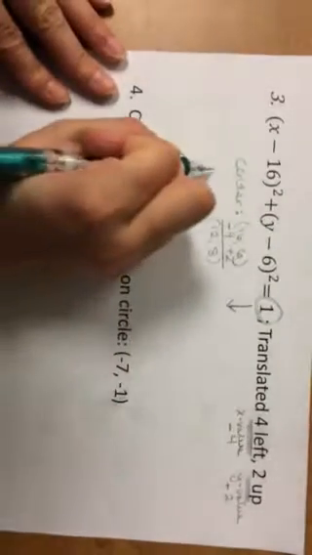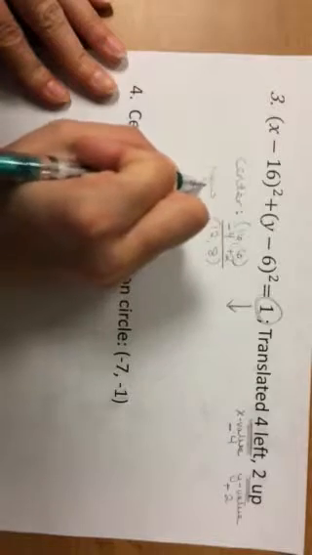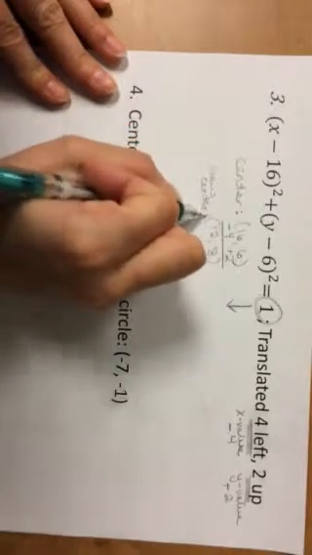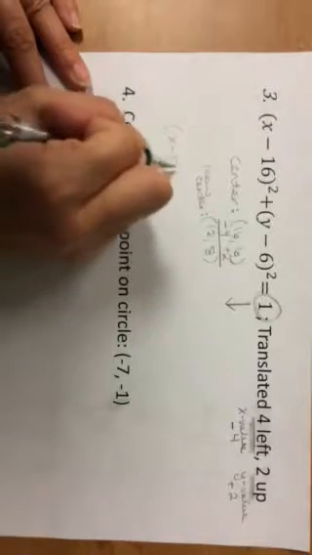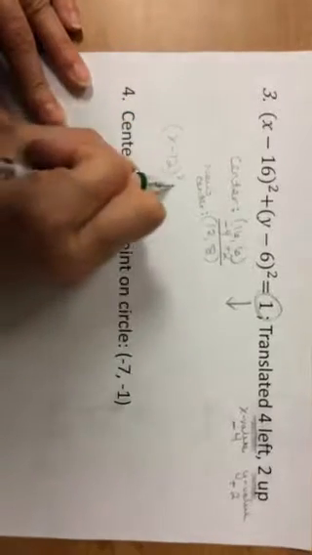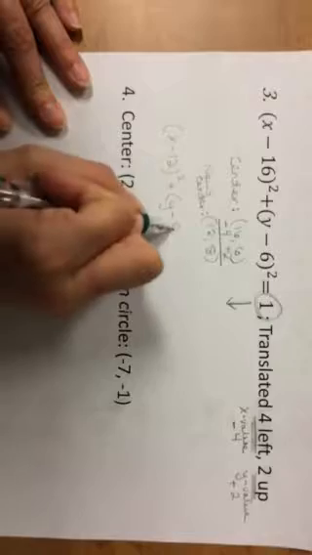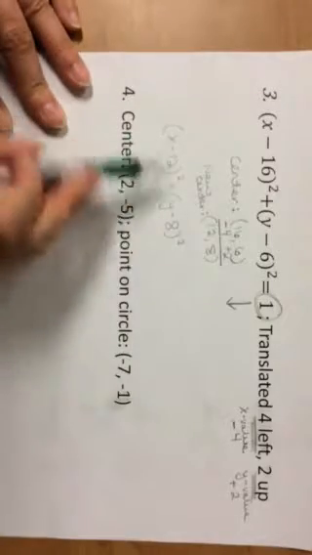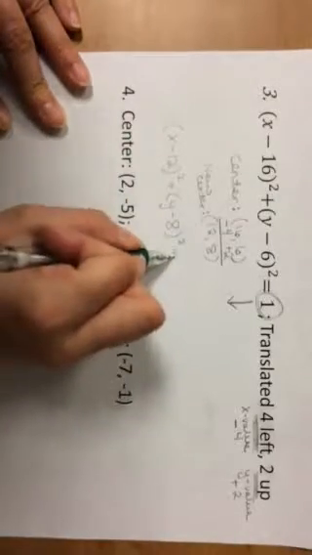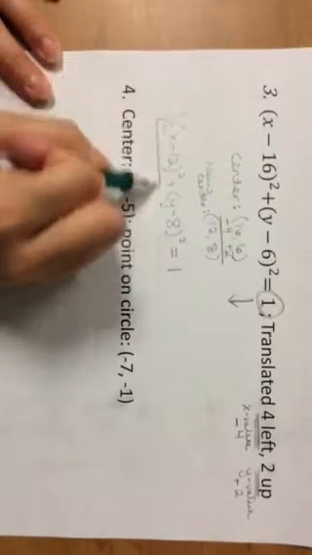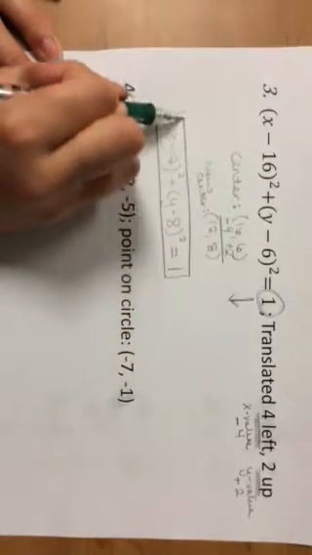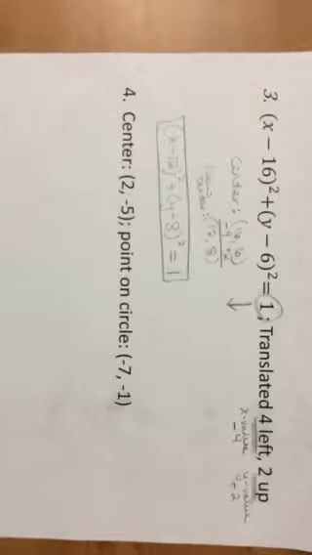I'm not changing the radius because I'm not stretching it or shrinking it or anything like that. So when I go to write the equation for this new center, I know it's just going to be x minus 12 squared and y minus 8 squared, because remember when you put it in the equation it has opposite signs, and I'm going to keep the same radius that it had above. This would be my equation if I translate him left 4 and up 2.